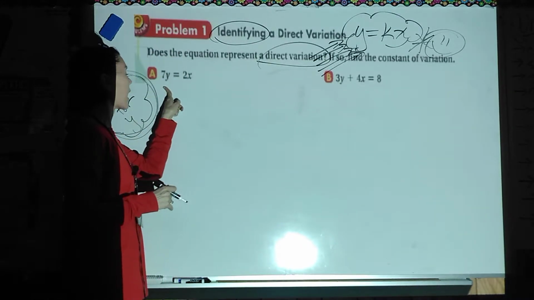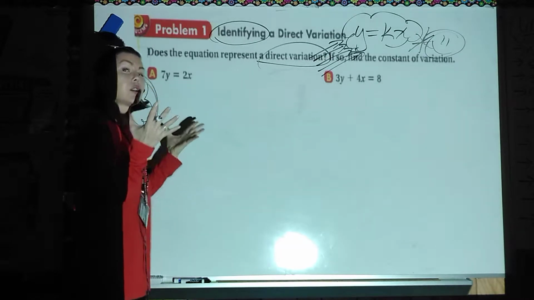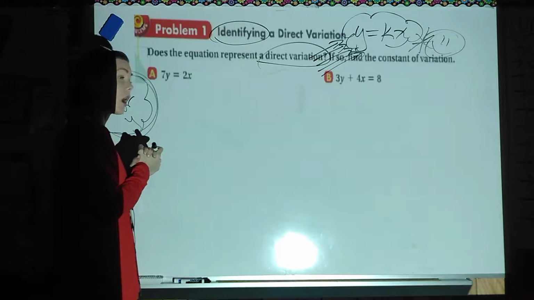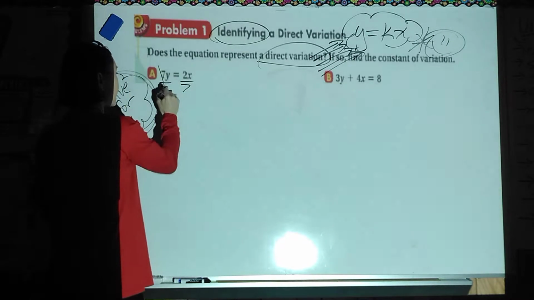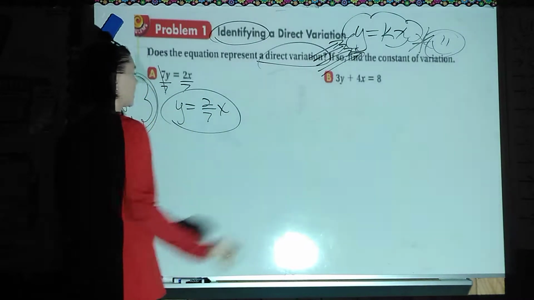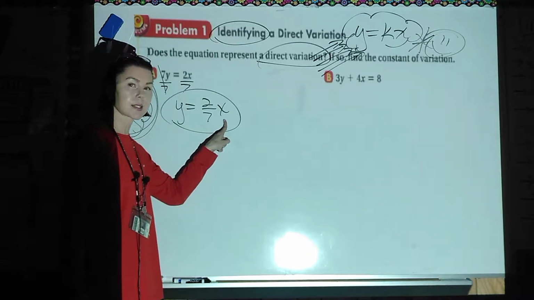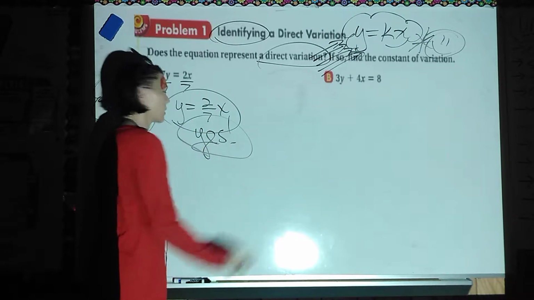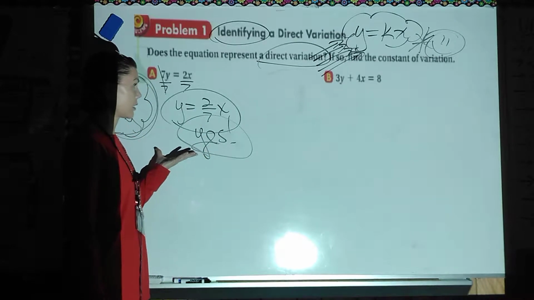We have 7y equals 2x. We have to solve for y, right? That's the only step. So what is the only step we have to do here to solve for y? Well, that would be divide by 7 on both sides, and we have y equals 2/7 x. Does this look like y equals kx? Yes. Therefore, this is a direct variation.